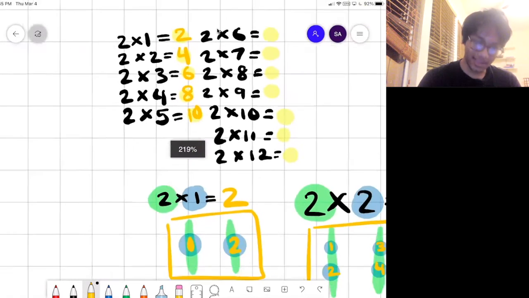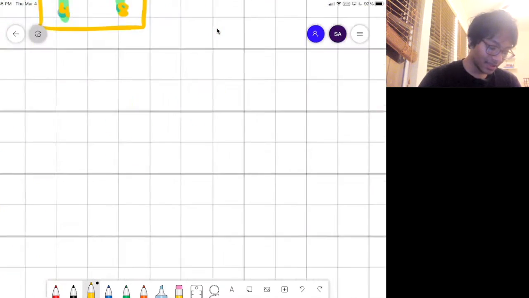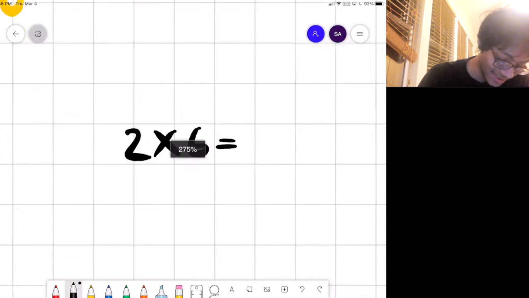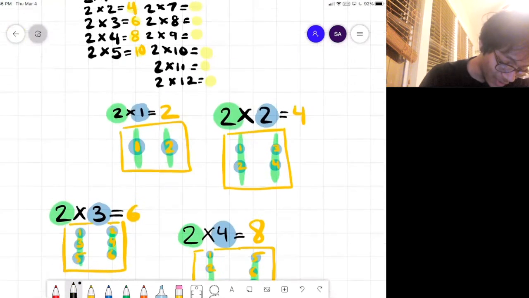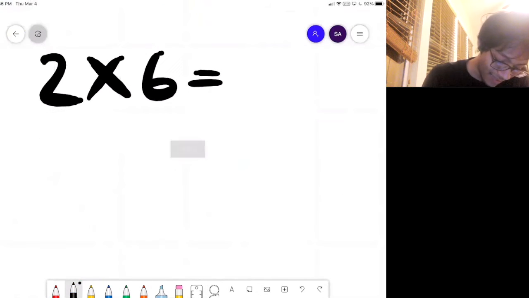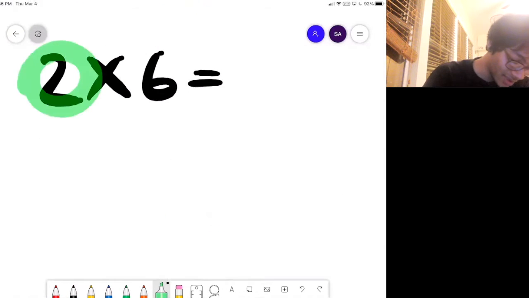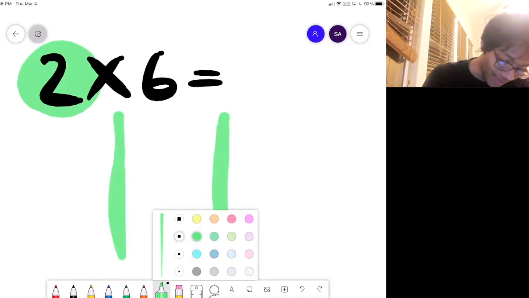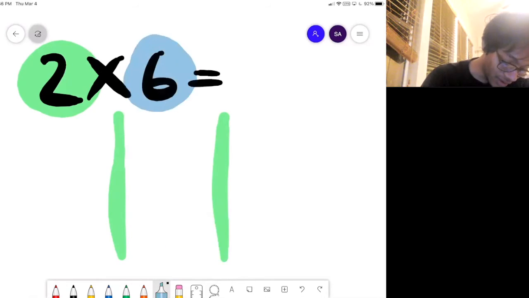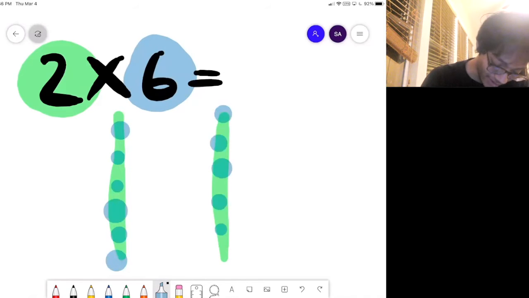2 times 6. Now, what's the next one? Yep, it's 2 times 6. Let's do it. So 2 times 6, that means we're going to have 2 columns. 1, 2. And in every column, we're going to have 6 dots. So let's do it. 1, 2, 3, 4, 5, 6. 1, 2, 3, 4, 5, 6.